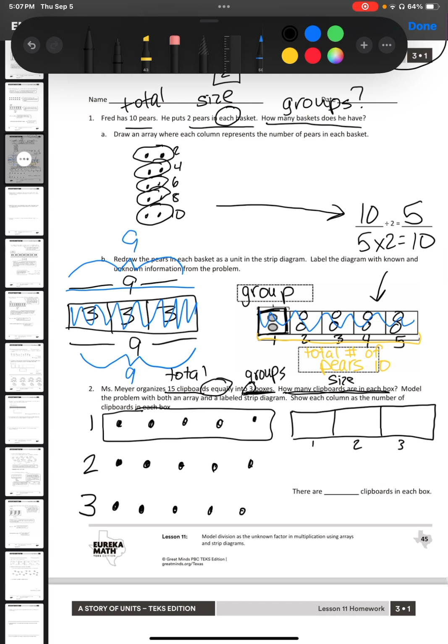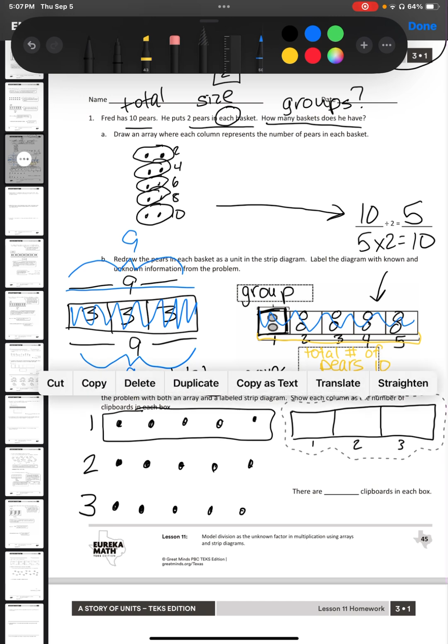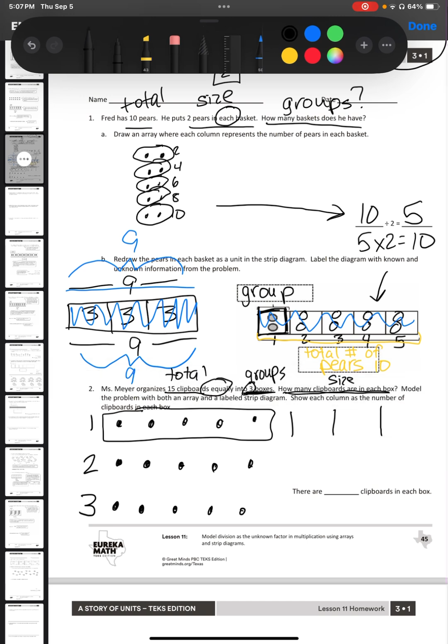The next thing that we need to do, and I'm going to erase the labels I just put there because I'm going to need them in a minute. Oh, I don't want the whole box to go away. It's going to go away. That's okay. I can redraw that. Okay, my strip diagram is back.